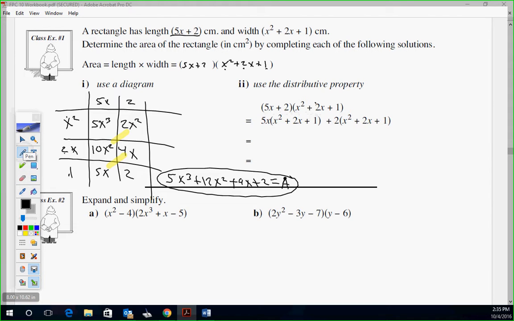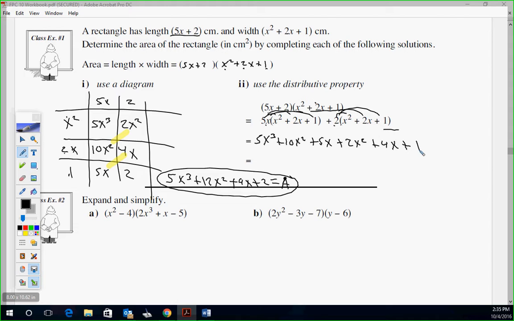With the distributive property, you take the first term and put it outside the whole group, take the second term and put it outside the whole group, and then you distribute. That's why it's called the distributive property. 5x cubed plus 10x squared plus 5x, plus 2x squared plus 4x plus 2, and we combine our like terms.